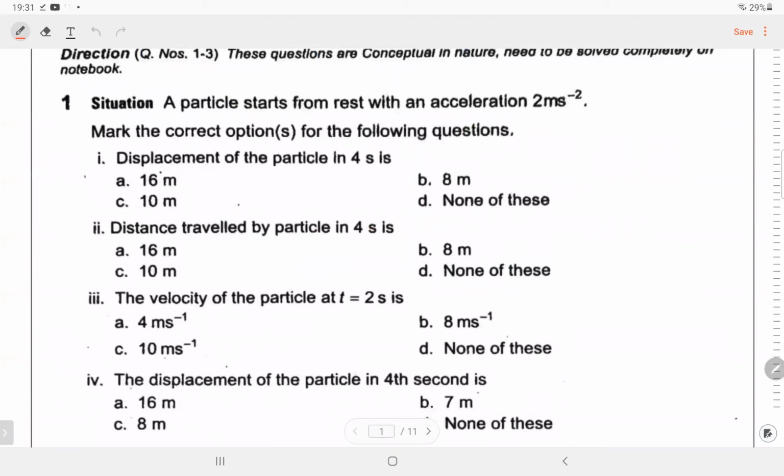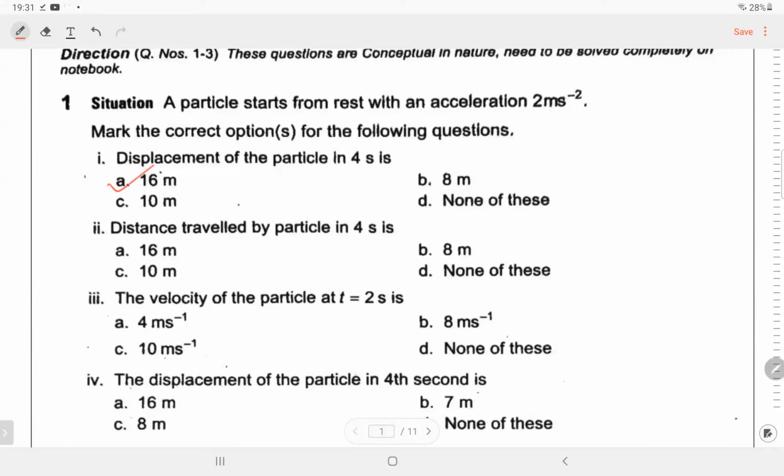Start from rest, u is 0, acceleration is 2 meter per second square. Displacement of the particle in 4 seconds. Displacement in 4 seconds is how much? Half at square. Since u is 0, we'll just put s is equal to half at square. So displacement is how much? Half into 2 into 4 square, that's 16 meter.